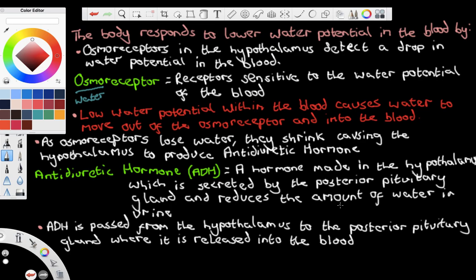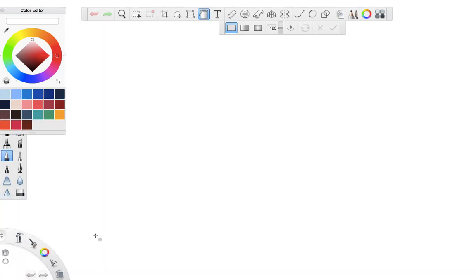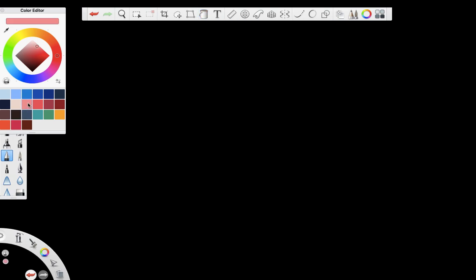Okay? Now we are going to carry on with this, it's just I need to refresh the screen, so I'm going to keep the bullet points because this is all under this banner of how the body responds to lower water potential. So we're going to quickly set our screen back to black, and we're going to carry on with these bullet points.